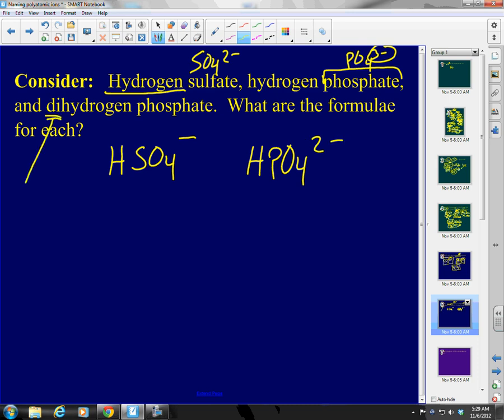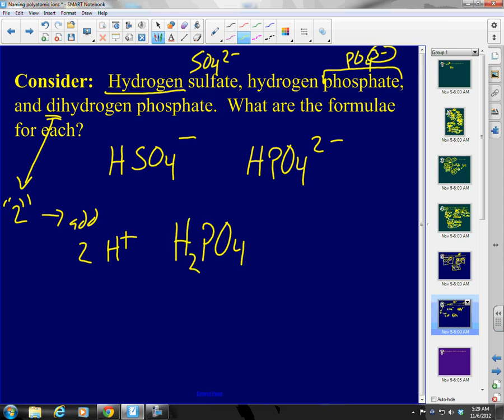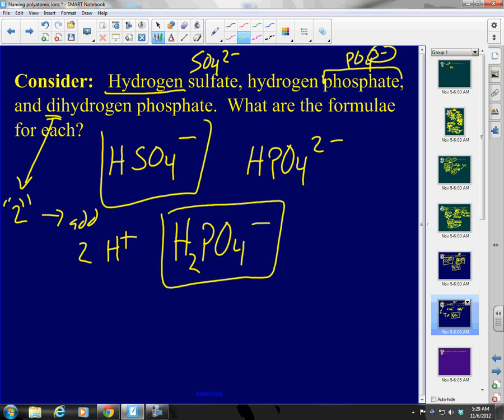Dihydrogen. What does di mean? Di means 2. So if it's dihydrogen, what am I going to do? I'm going to add 2 protons. So when I add 2 protons to phosphate, PO4, that means I'm going to add 2 positives, so 2 positives and 3 minus yields just a minus. Good. So we have hydrogen sulfate, hydrogen phosphate, and dihydrogen phosphate. All right. Perfecto.